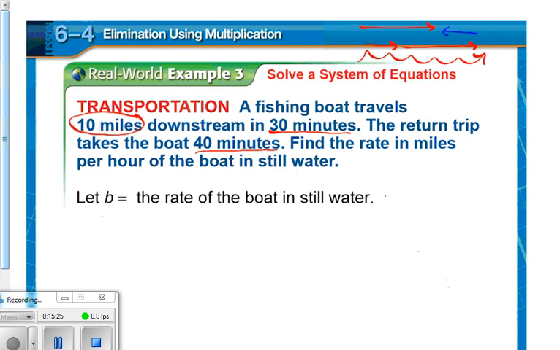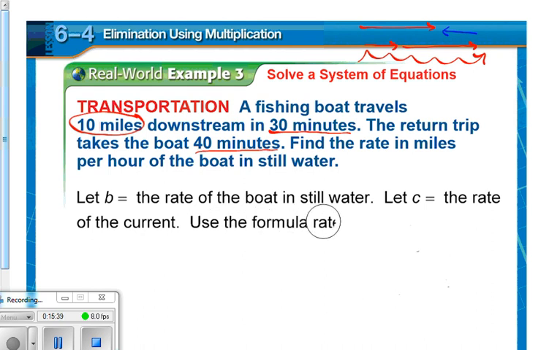So let's look at what else we want to identify. Since that's important, we do have to identify what the rate of the current is. So we're going to allow C to be the rate of the current, okay? We're going to use the formula that you know in science of rate times time is equal to distance. Yes, y'all have all heard of that? Okay, rate times time is equal to distance. So these two variables, B and C, are both rates. Do we know the time? Yeah, we know 30 minutes for one situation, 40 minutes for the other. So that sounds like two different equations for me, right? And we're going to write those. Let's see if there's anything else that we should identify.